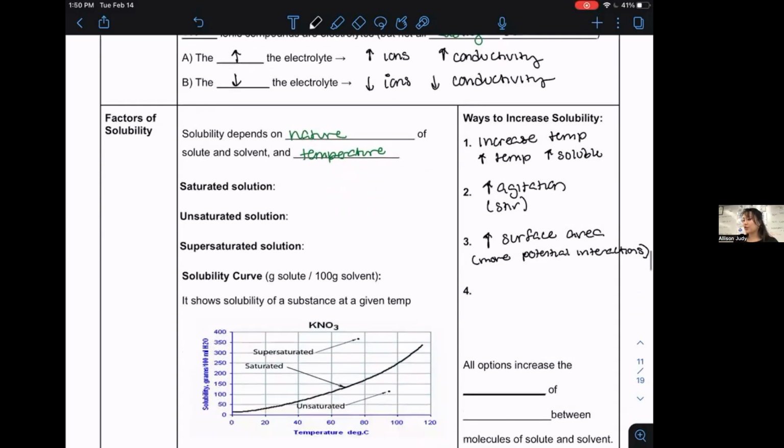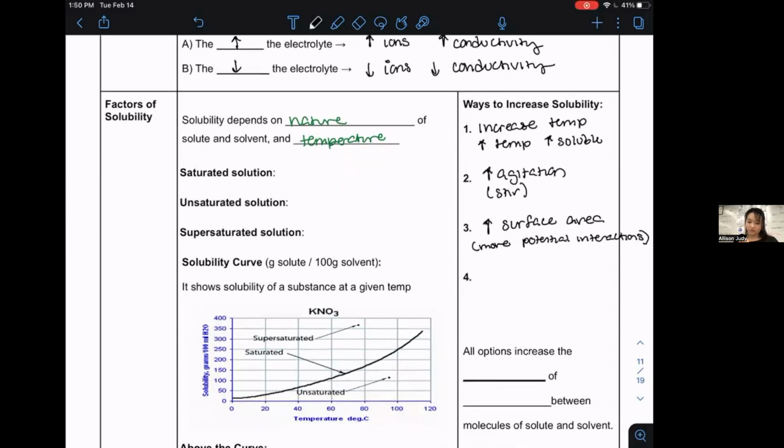The fourth thing that you can do is, what's the fourth thing? I'm trying to remember. Oh, you can increase the pressure for gas solutions. For gas-involving mixtures, a gas to a liquid, a gas to a solid would be a weird mixture, and then a gas to a gas. So that's some ways you can increase solubility.